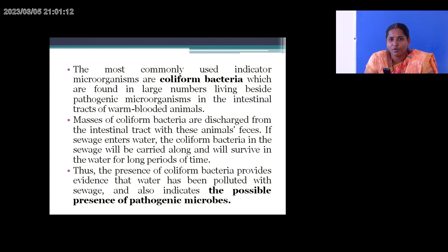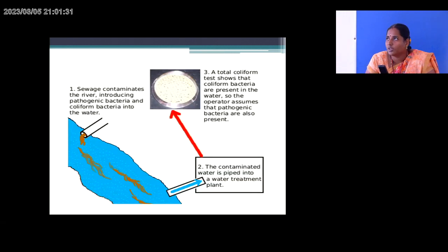Masses of coliform bacteria are discharged from the intestinal tract of animals. If sewage enters the water, the coliform bacteria in the sewage will be carried along and will survive in the water for a long period of time, with the possible presence of pathogenic microbes that can create illness in humans and animals. This image indicates sewage contaminating a river, pond, or sea.